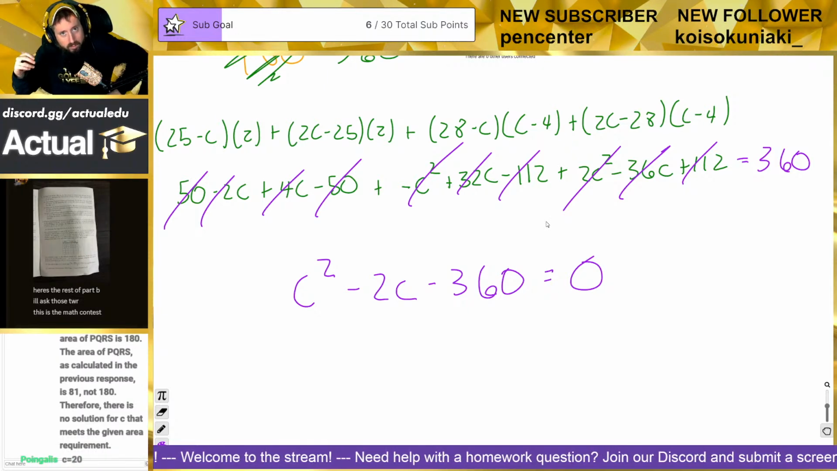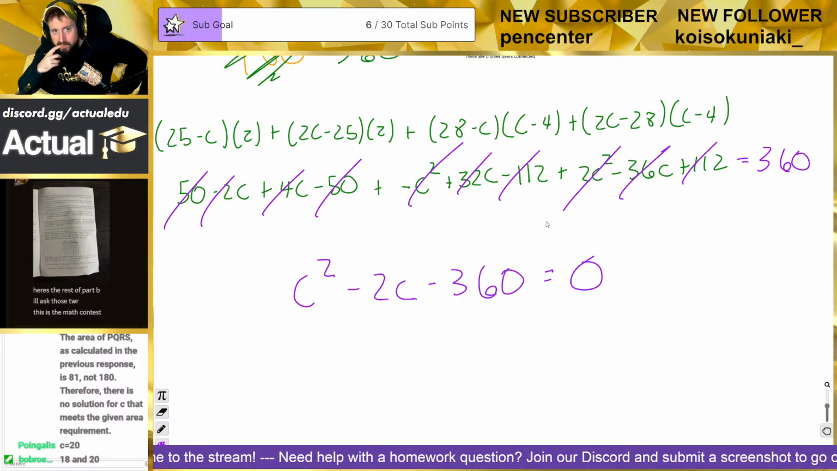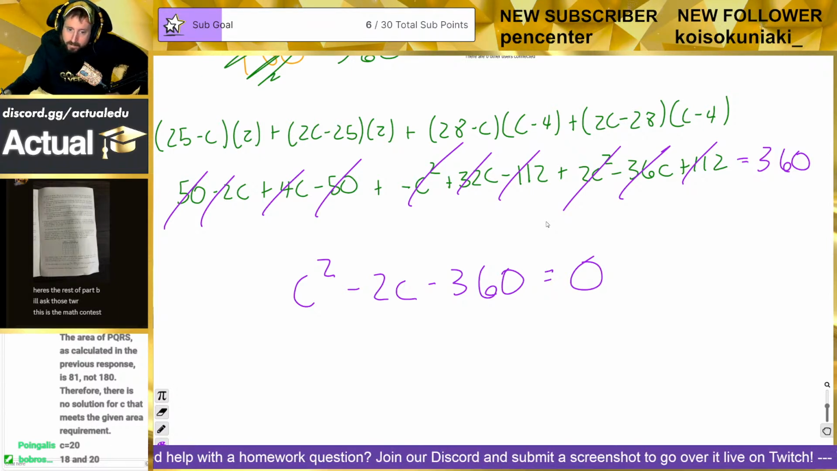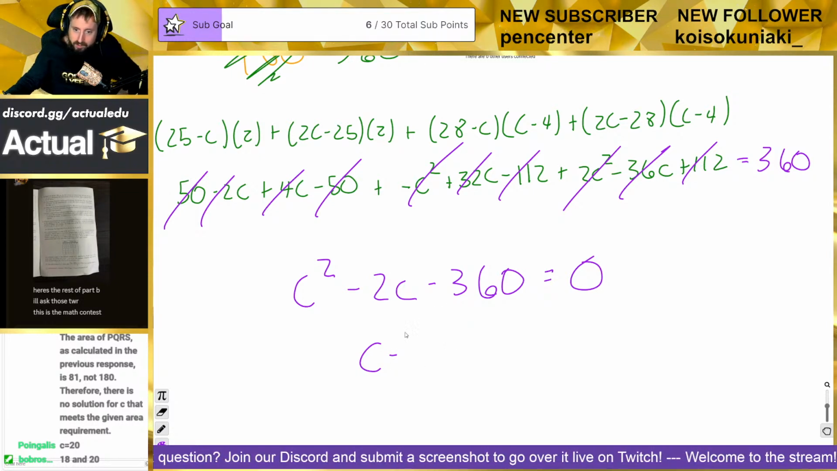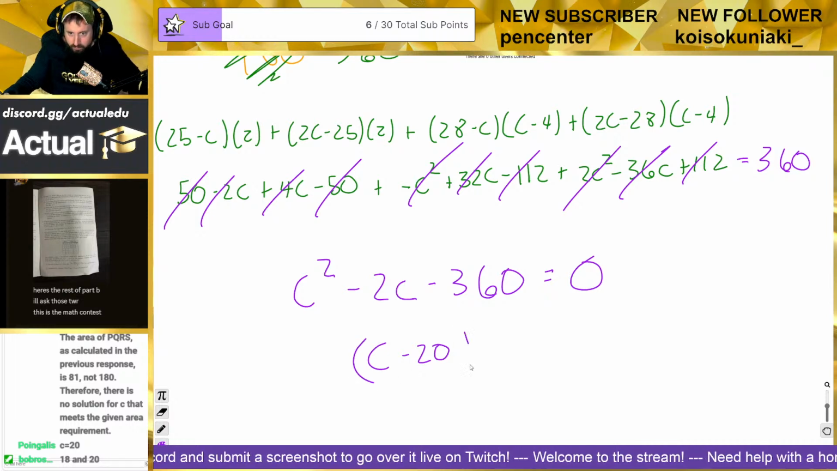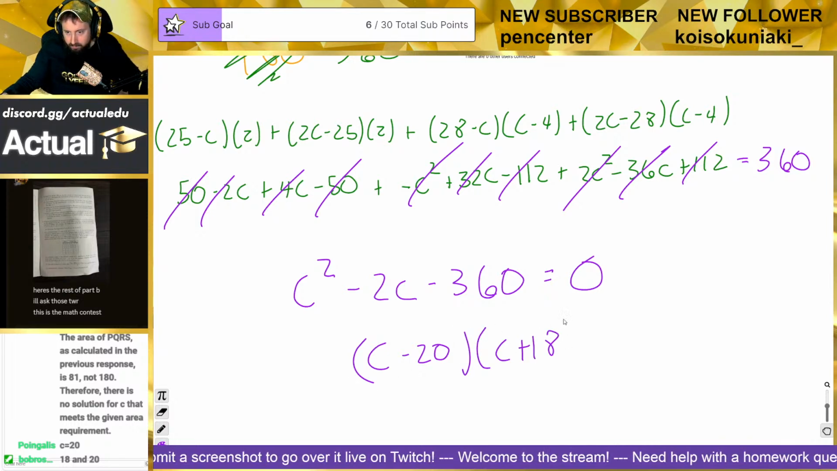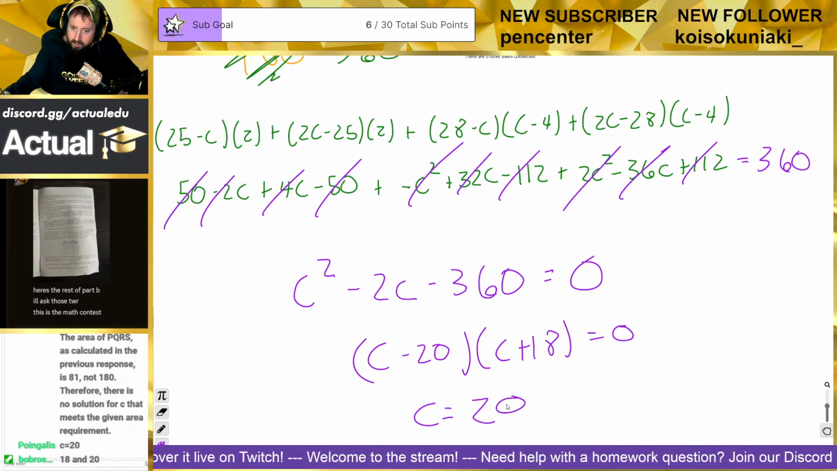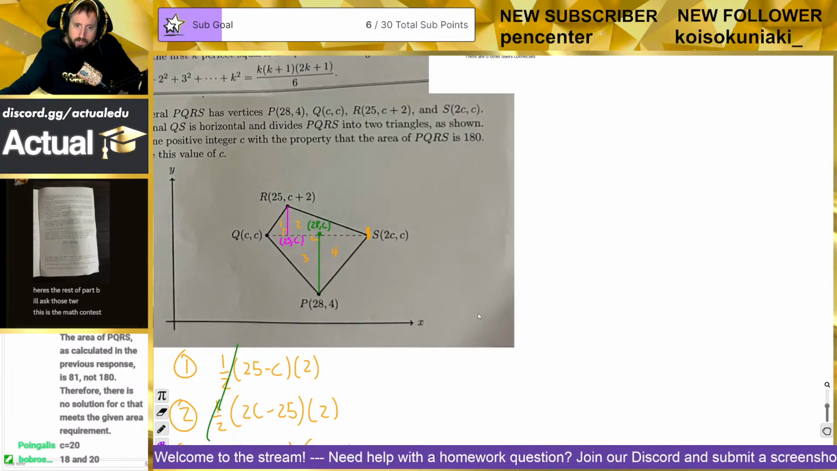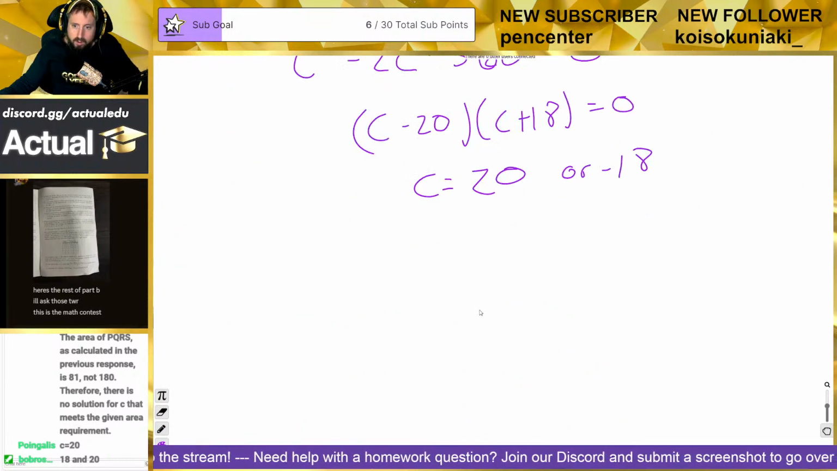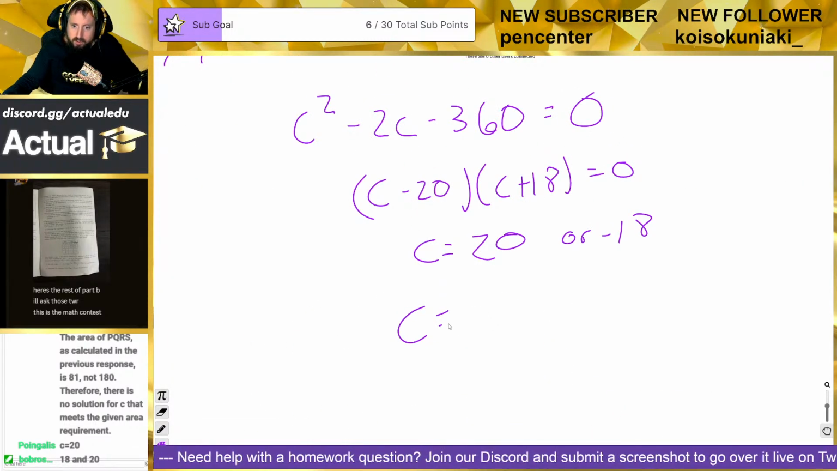Oh, Ashner, sorry, what? 18 and 20. Yeah, I believe. Yeah, so you have c. Yeah, 18 and 20, right? Yeah. This is c minus 20, c plus 18 is equal to 0. So then c must be equal to 20 or negative 18. But I think from here we saw it was in the positive axis. So answer should be c is equal to 20.